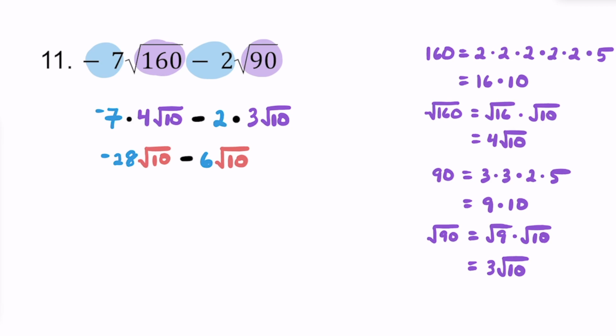All right, perfect. We have matching radicals. So if we have -28 and we're going to take away 6, -28 minus 6 is going to be -28 plus -6. That's equal to -34 root 10. And that would be our most simplified expression.